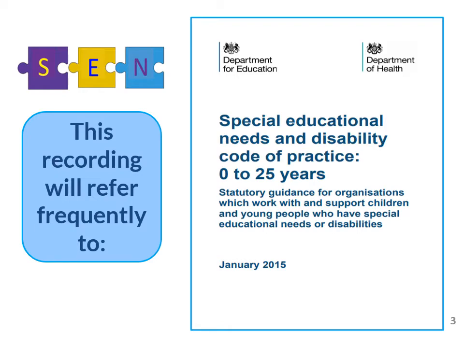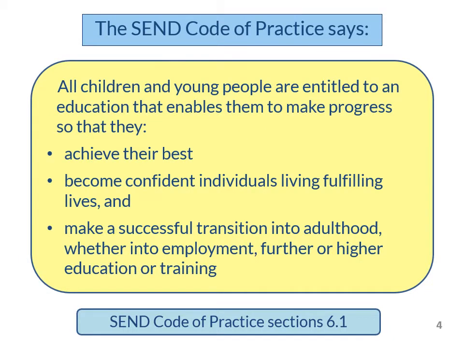The SEN Code of Practice says that all children and young people are entitled to an education that enables them to make progress so that they achieve their best, become confident individuals living fulfilling lives, and make a successful transition into adulthood, whether that be into employment, further or higher education or training.